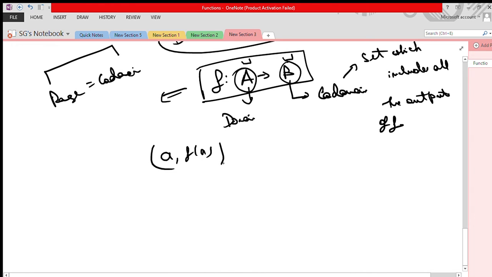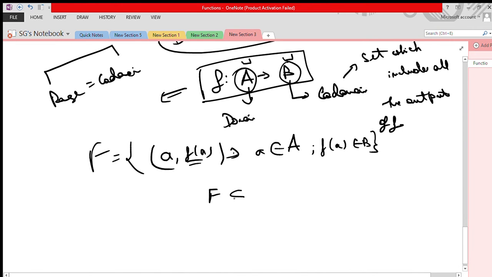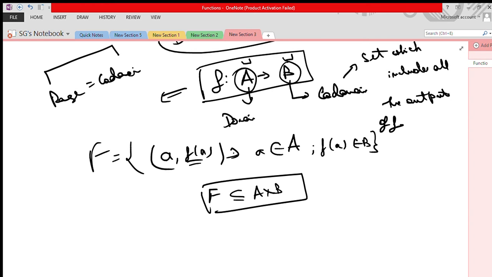Now you can always form a set of the ordered pairs a and f(a). How? Small a belongs to capital A and f(a) belongs to capital B, because the function includes the transformed elements which belong to the set B. Clear? Now this is very much visible from here, that F is also a subset of A cross B, the Cartesian product of A and B. Clear? I think this particular portion is clear. Okay, so this is the main thing.